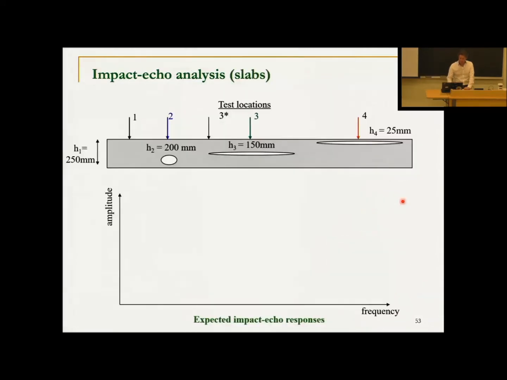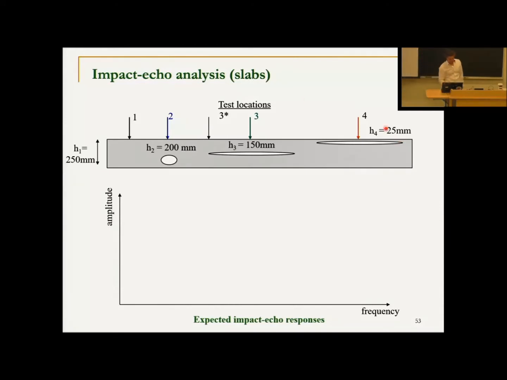So if we look at this element where we have a solid slab, and remember this is a slab, we have a thin dimension and very large x and y dimension. Thin z, finite z, large x and y, that's a plate or a slab. That's where this method works. So pavements or decks. And here we have a full thickness of 250 millimeters. Here we have a void, the top of which is 200 millimeters. Here we have a large cracked area at 150 millimeters, and here we have the same thing at 25 millimeters. Now remember, there's an inverse relationship between frequency and depth.